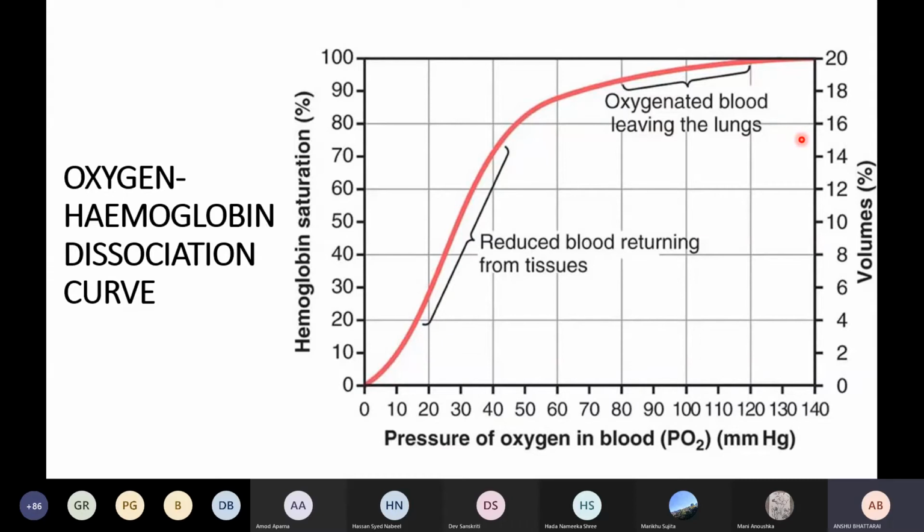Okay, and one more important thing that you have to remember about this curve is the sigmoid shape of this curve. Why is this curve S-shaped or sigmoid shaped? Why is it not linear? Why does it not go directly from 0 in a straight line to 100? Why is it sigmoid shaped? So this is actually because of this configuration that I was talking about earlier. I talked about tense configuration as well as relaxed configuration, right?